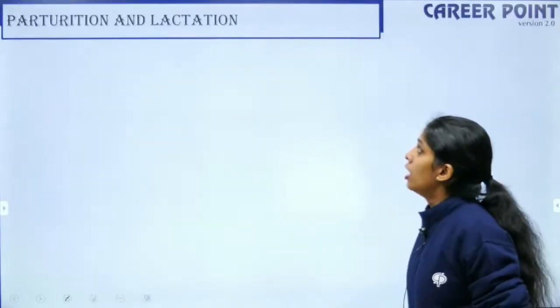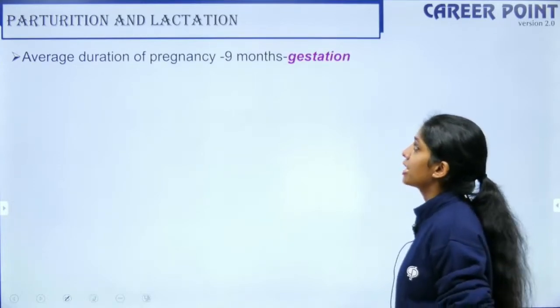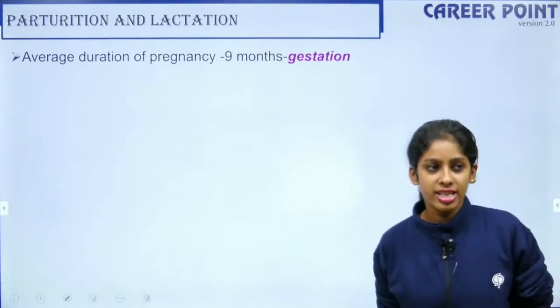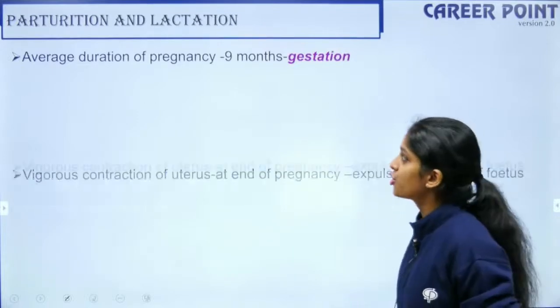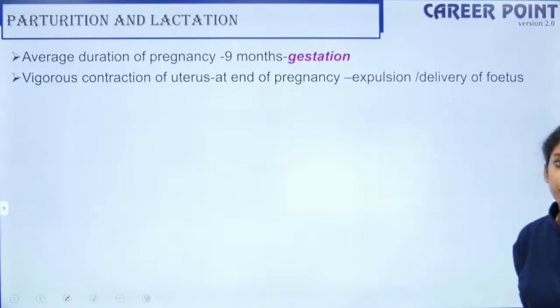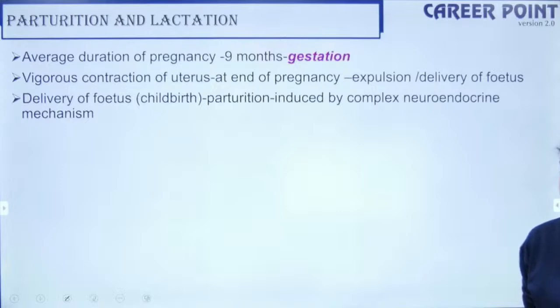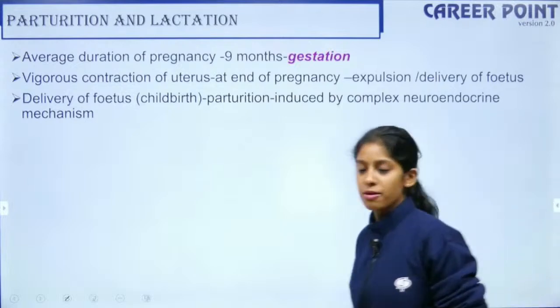Okay. So parturition and lactation: the average duration of pregnancy is 9 months, that is known as gestation. Approximately it is 280 days. Vigorous contraction of the uterus at the end of pregnancy leads to the expulsion or delivery of the fetus. The delivery of the child is known as parturition and it is induced by a complex neuroendocrine mechanism.